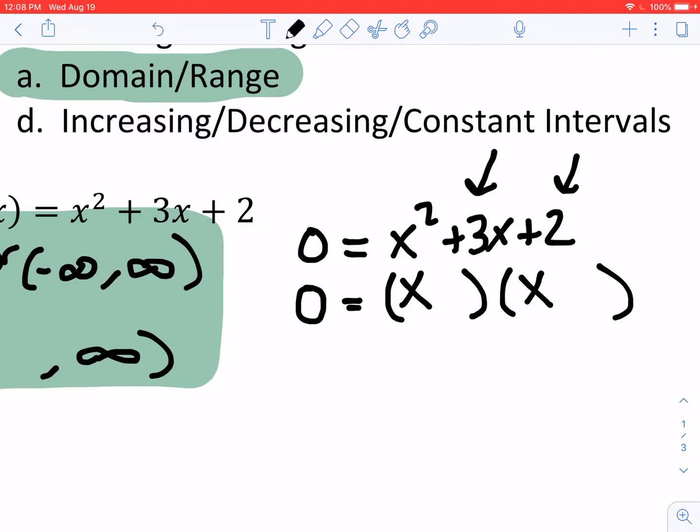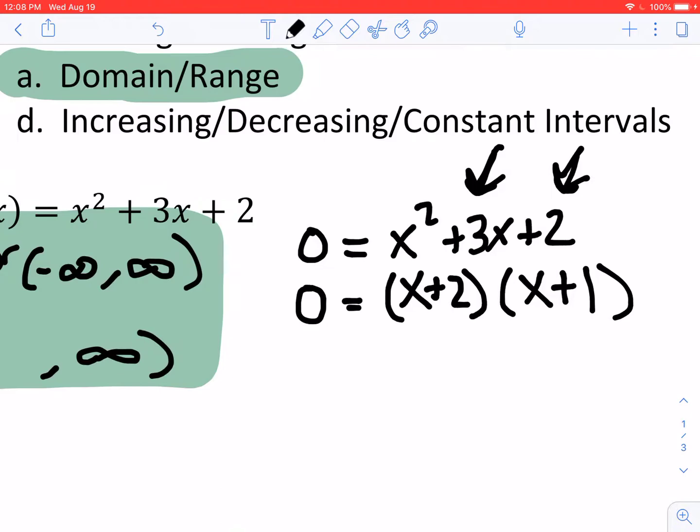The only way that I can think to multiply to 2 is 2 times 1, and indeed, not only is 2 times 1 2, but 2 plus 1 is 3, so it looks like this will factor into x plus 2, x plus 1. Nice. Okay, this is factored, but it's not solved.